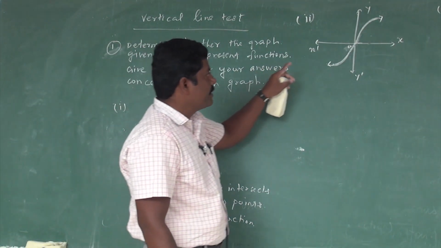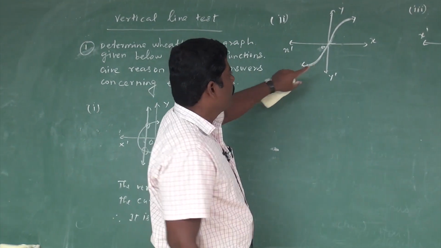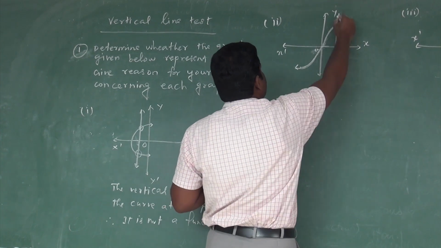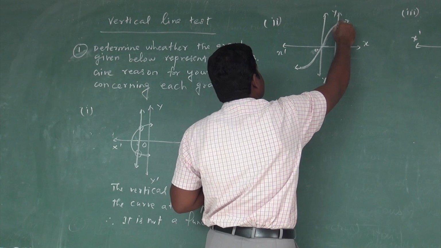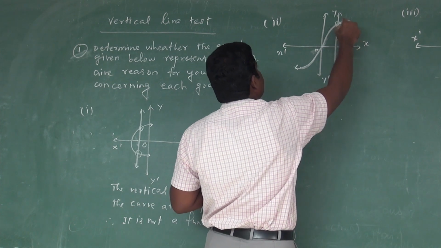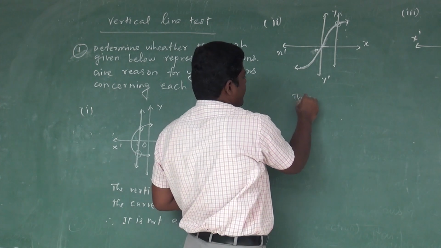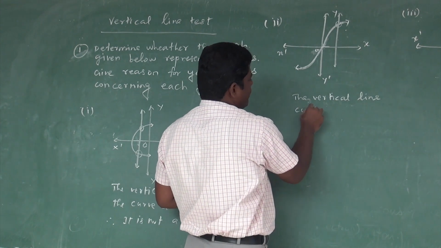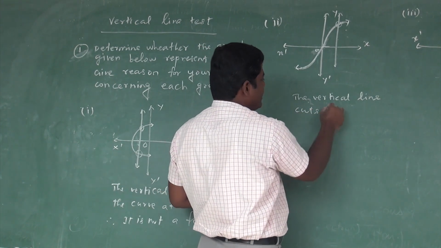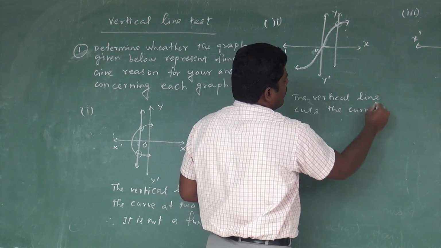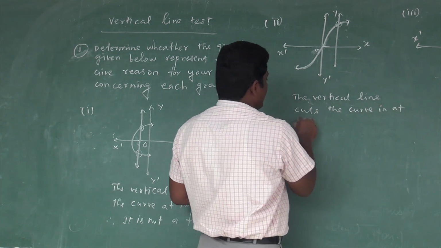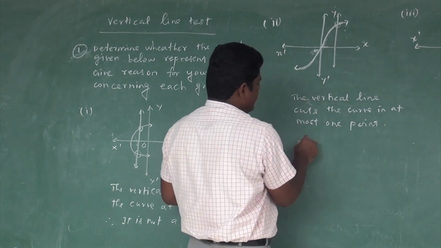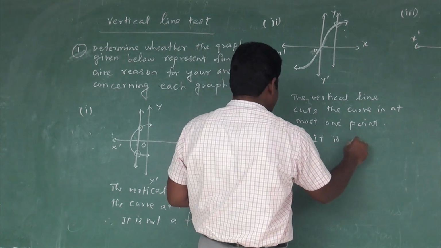So next, second one. Here one curve is given. You draw one vertical line anywhere on the curve. I am going to draw here. This is a vertical line. This vertical line cuts the curve at only one point. Therefore it is a function. So the vertical line cuts the curve in at most one point. Therefore it is a function.